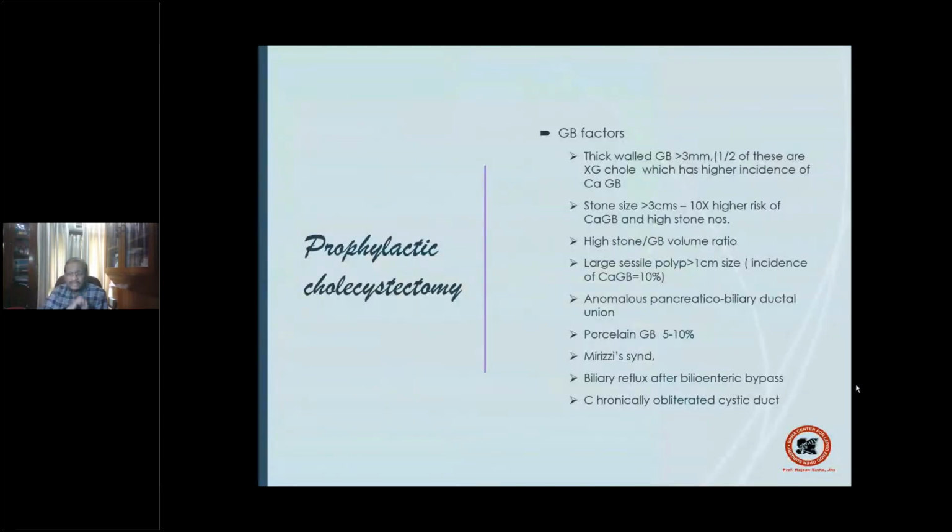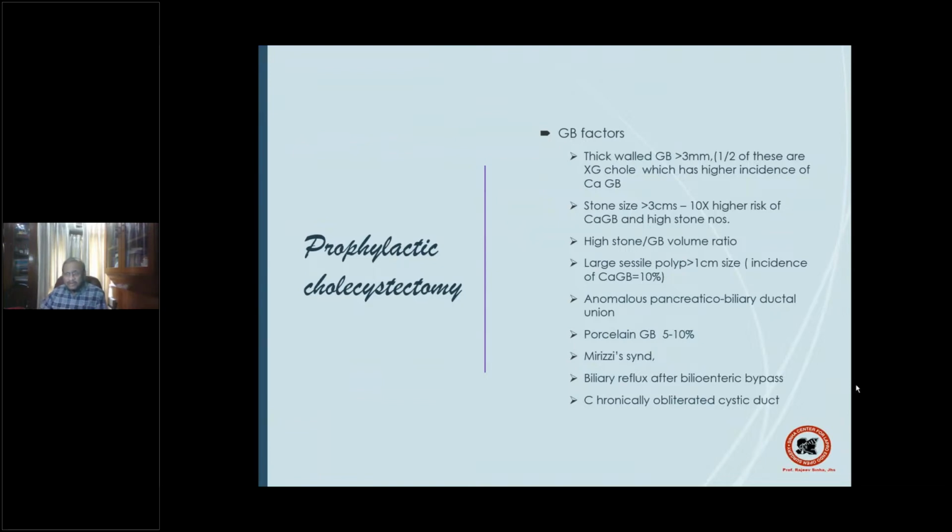Some gallbladder factors are also important, which indicate that a prophylactic cholecystectomy should be done. Number one, thick gallbladder wall, more than 3 millimeters. These are xanthogranulomatous. Stone size more than 3 centimeters, 10 times higher risk of carcinoma gallbladder. High stone to gallbladder volume ratio. That basically means the patient's got, let's say, 100 or 150 stones in a small gallbladder.